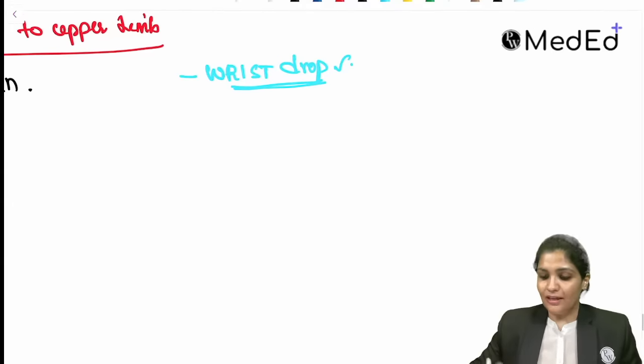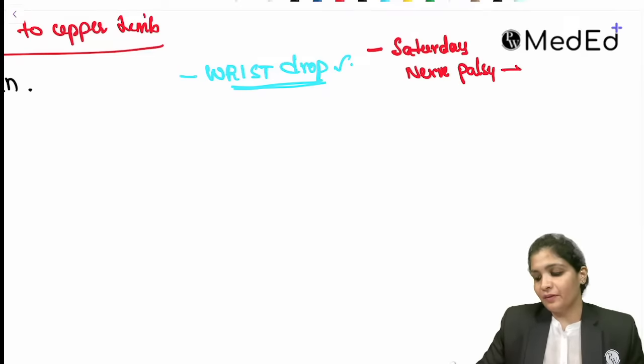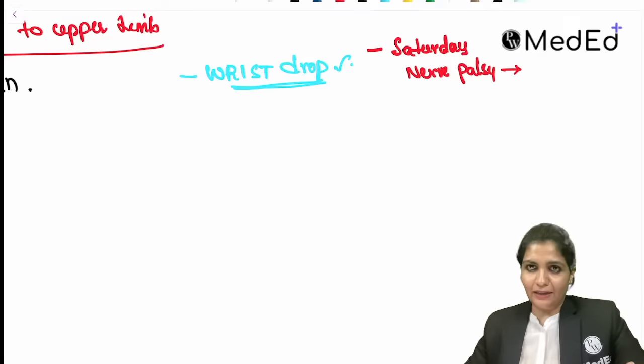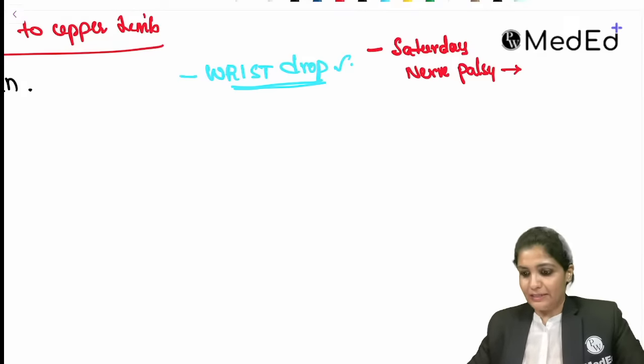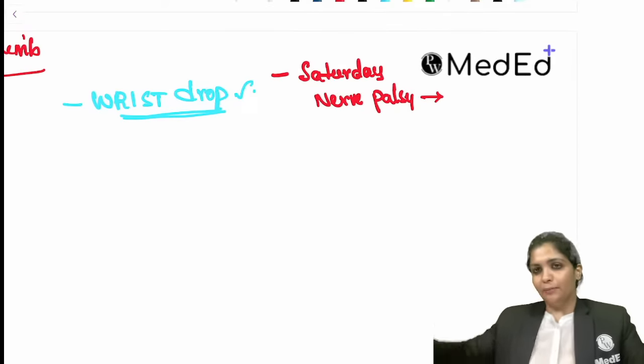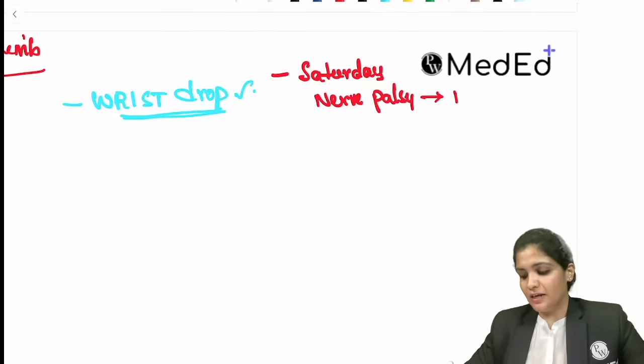That condition is called Saturday night palsy. So what is Saturday night palsy? Whenever a patient is completely drunk on a Saturday night and puts his limb in an abducted position and sleeps overnight completely, this will result in neuropraxia of the radial nerve.